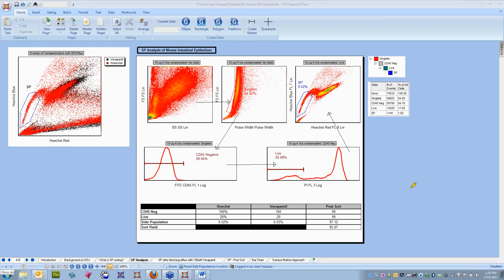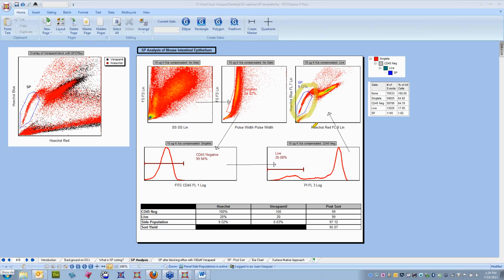And two is that the incubation time is an hour and a half at 37 degrees, and so these stem cells seem to survive the anoxia, while a lot of the other lineages don't. And so the process itself is somewhat of an inherent selection for stem cells. We then take these live cells to the next gate, which is the actual Hoechst plot.